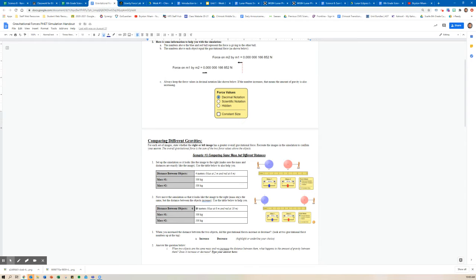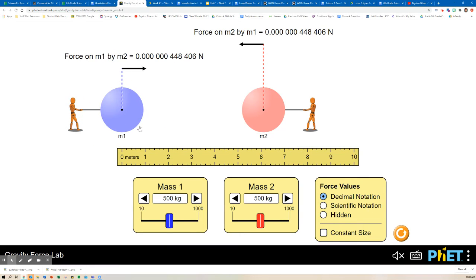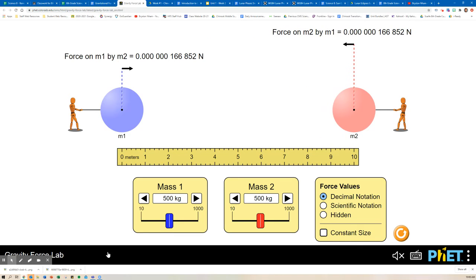The mass is going to stay the same, but now we're going to split up the distances even more. What we just set up was our baseline, and now let's split it up. So now we go to 0 and 10.